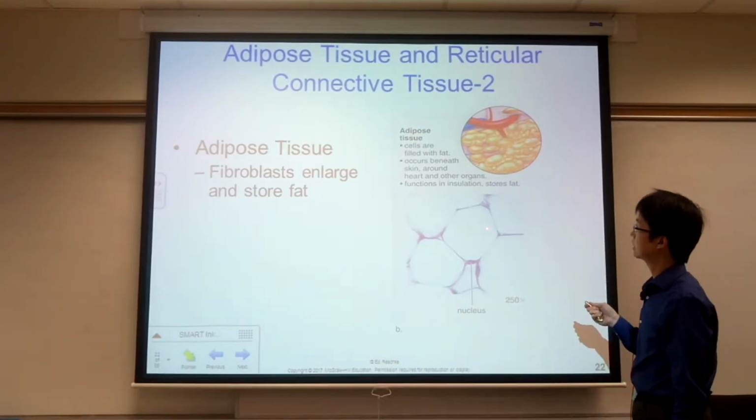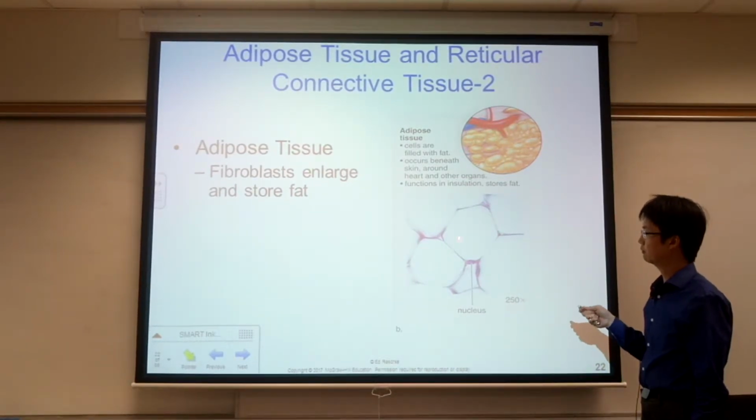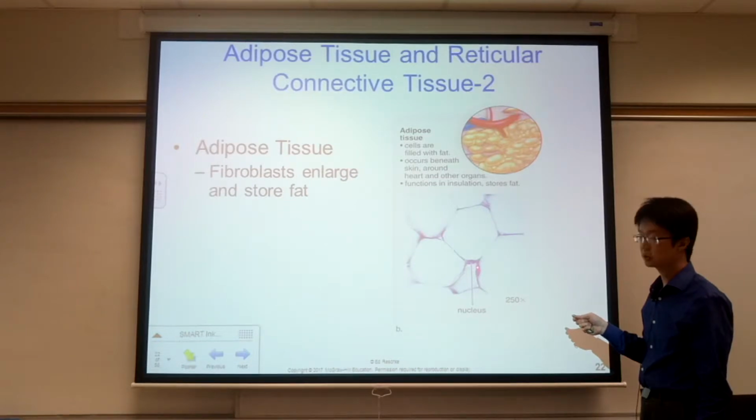So as you can see, these are your fat cells, adipocyte. You see that this is the nucleus. This is the majority of the adipocytes. They are the vacuole filled with fat, and then they push the nucleus to the side of the cell.